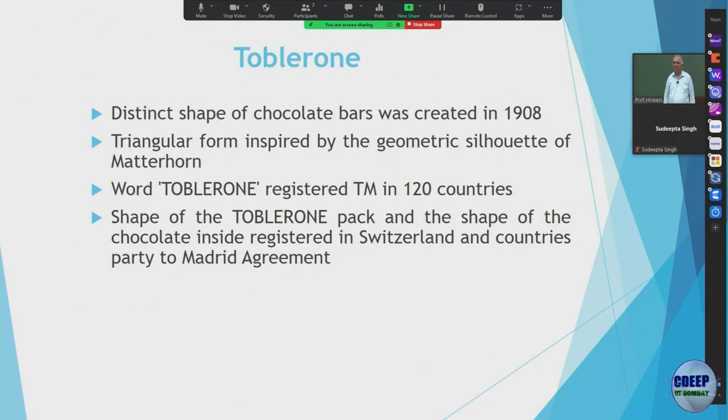Toblerone, a distinct shape of chocolate, triangular. That is inspired by the Germanic silhouette of the Matterhorn, and Toblerone is protected in 120 countries.